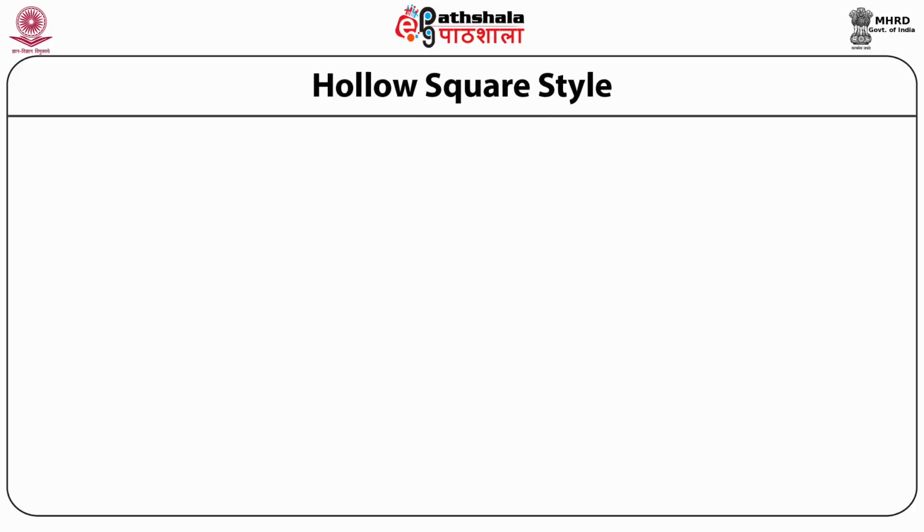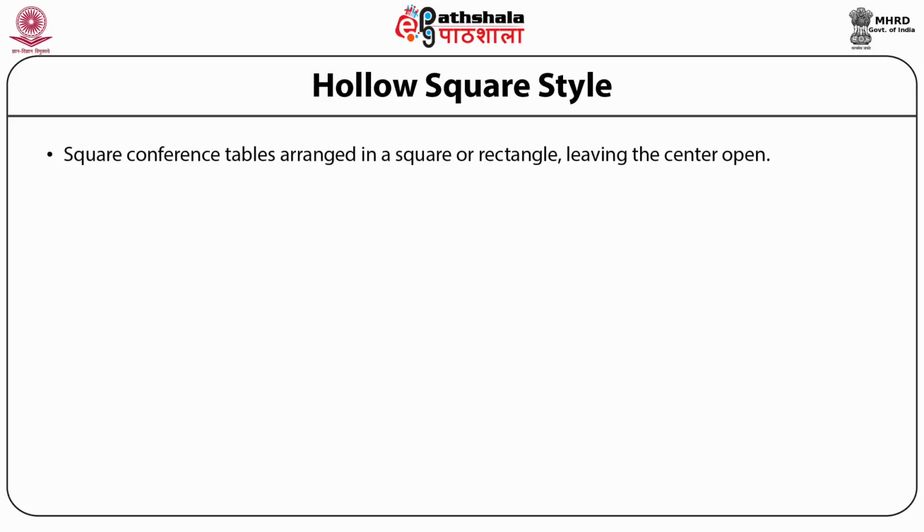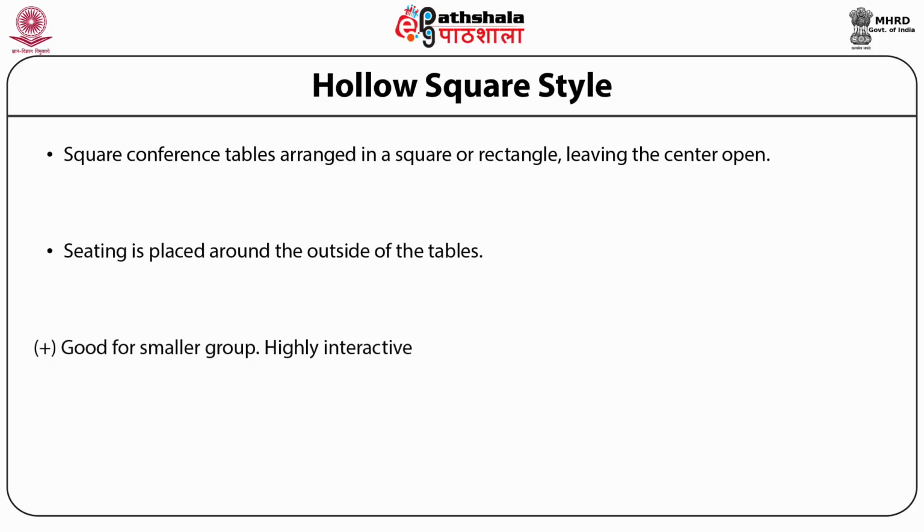Another style is the hollow square style. Here the square conference tables are arranged in a square or rectangle, leaving the center open. Seating is placed around the outside of the tables. The positive of the hollow square style is that it is good for smaller groups and offers a high level of interactivity. Each style has its pros and cons.